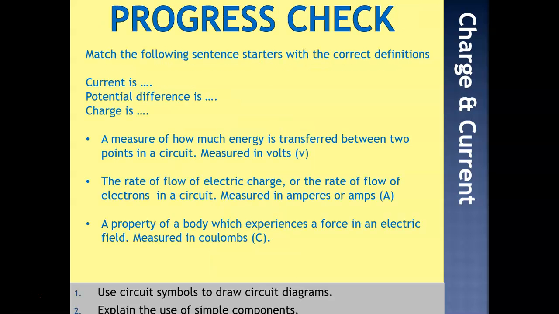Okay, so match the following sentence starters with the correct definitions. If you could pause the video, start 3 sentences: current is, potential difference is, and charge is. Then you've got 3 choices there of how to finish your answer. Give you 2 minutes or so to do that. If you could pause the video.